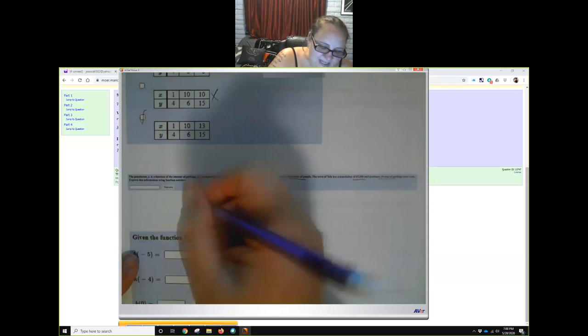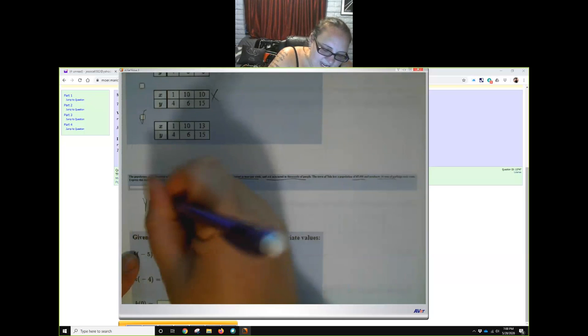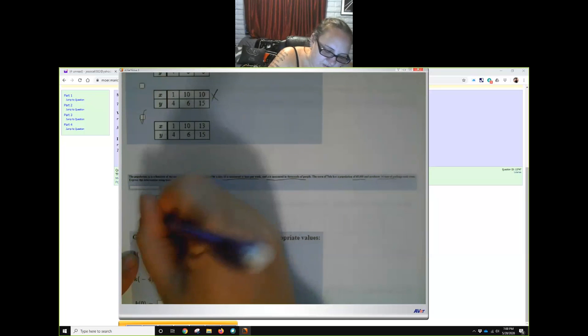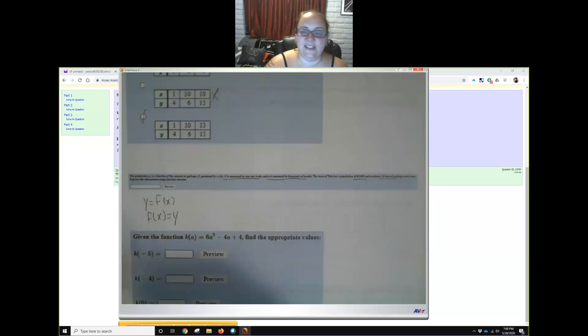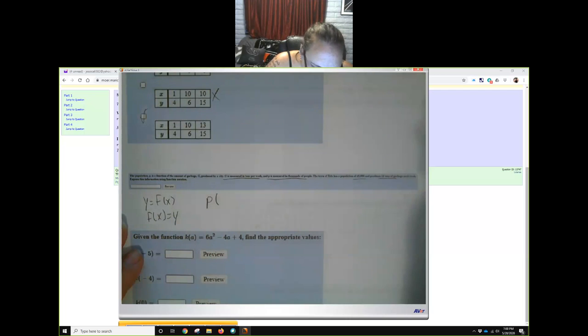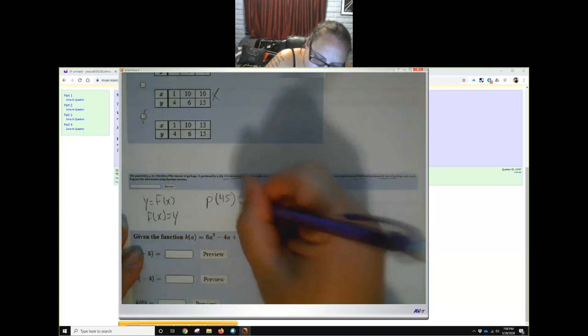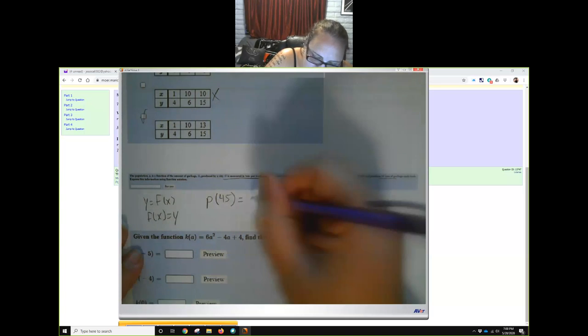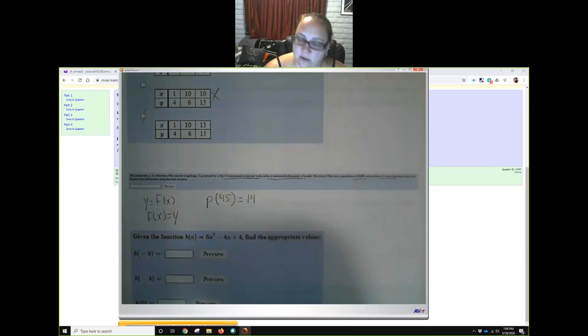So keep in mind that function notation is y equals f of x or f of x equals y. That is function notation. So what they want here is they want to know that P of 45,000 people produces 14 tons of garbage. That's all they're looking for on that question.